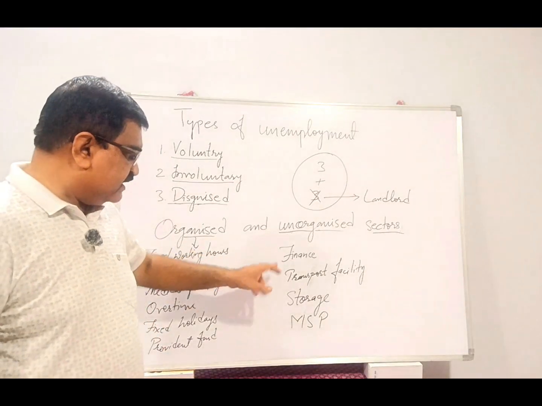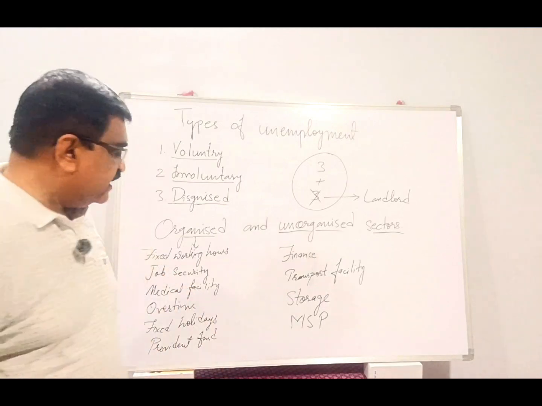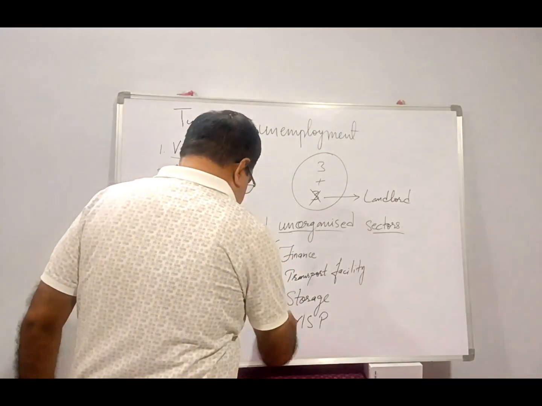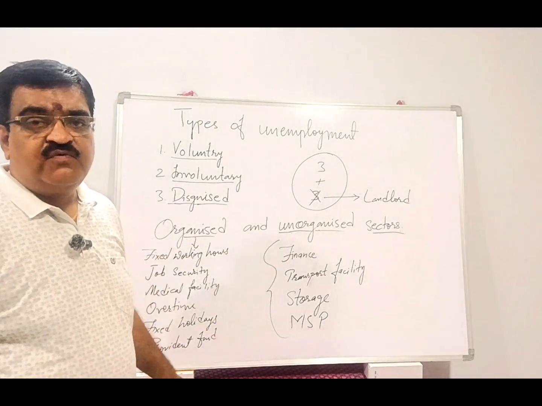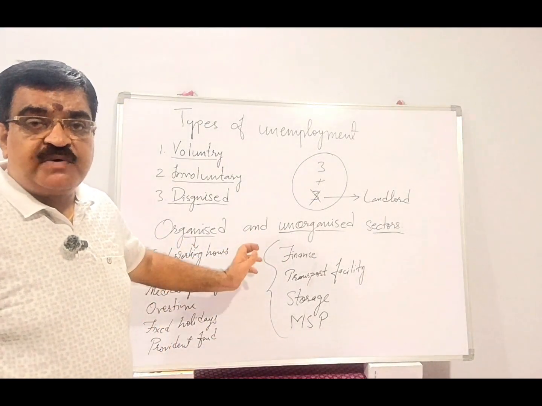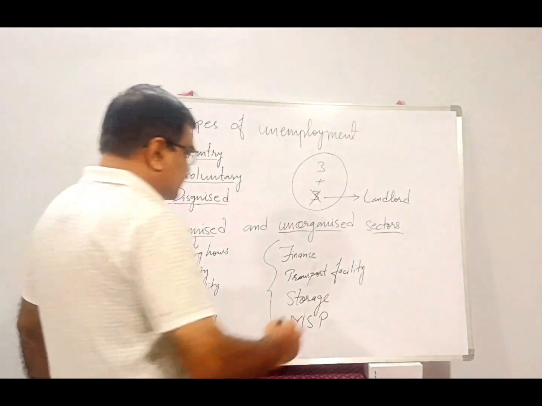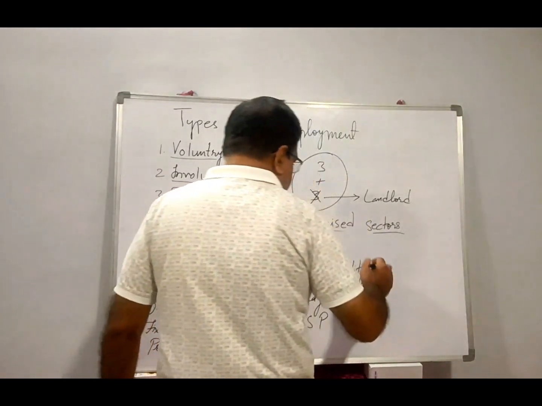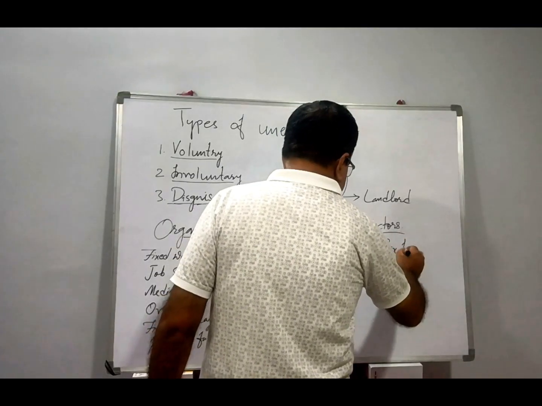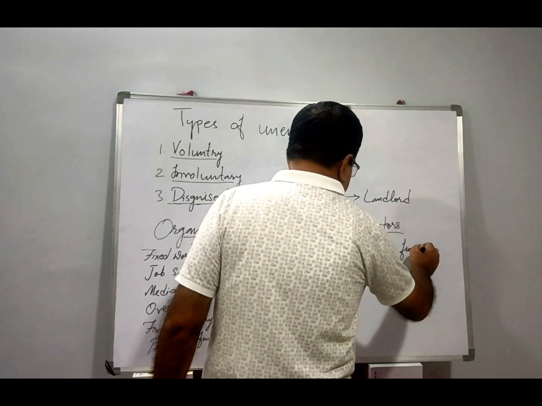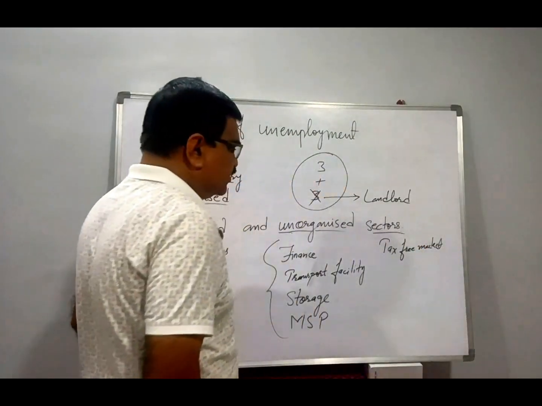So finance, transport, storage and MSP, these are very essential and important facilities which the government should provide to the primary sector. For the secondary sector, the government should provide a tax-free market. Tax-free market means what?